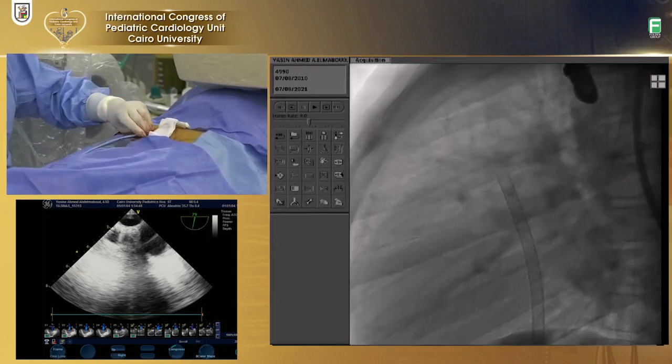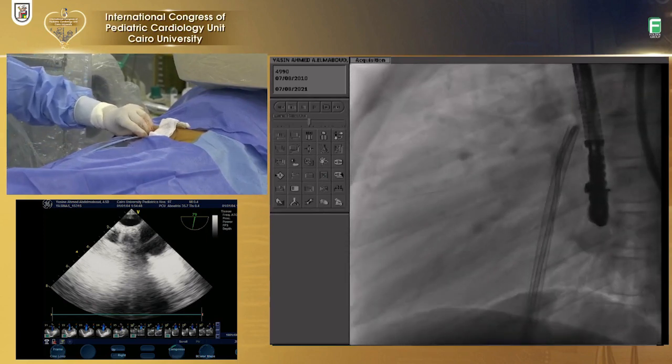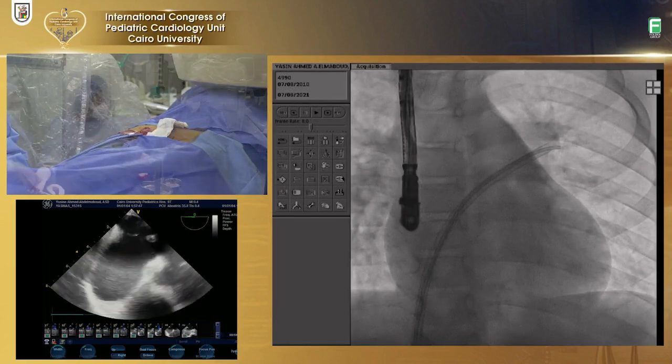Now we change the plan of our procedure. We are aiming to the upper place. We remove this.